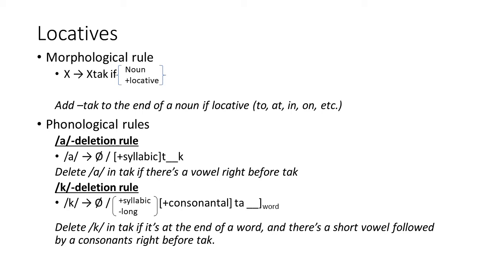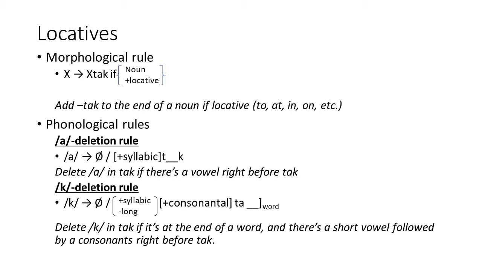I won't get into it mainly because I kind of forgot everything. There's a thing called bleeding, counter-bleeding, feeding. If you want to learn more about it, I'm sure you will find some textbook or some article from a linguistics journal about counter-bleeding or feeding, etc. But anyways, this is the first rule that has to happen, a deletion. So the a in tak has to be deleted if there's a vowel before tak.